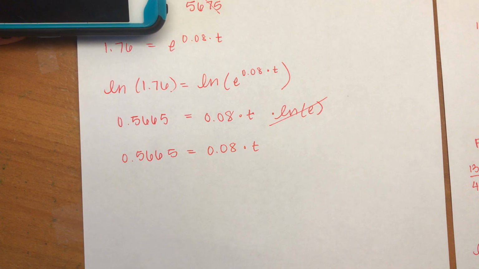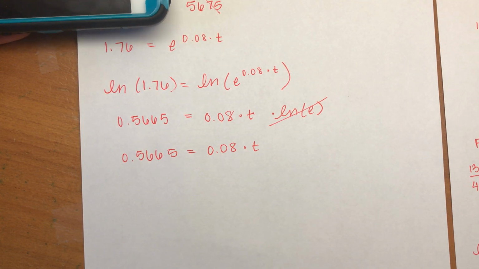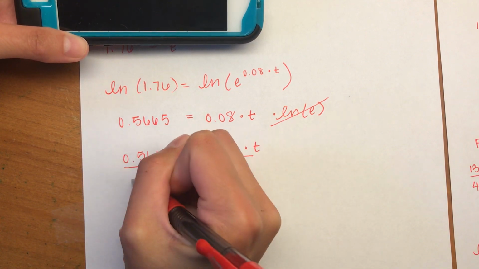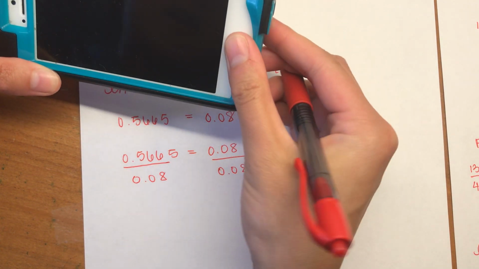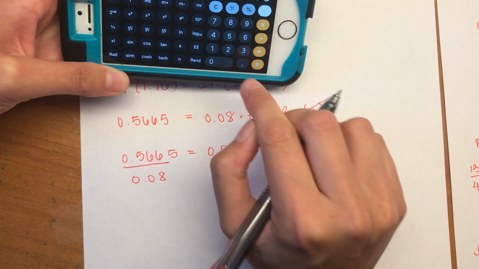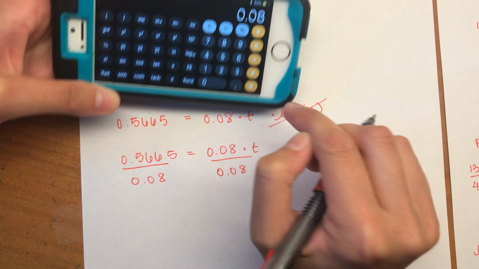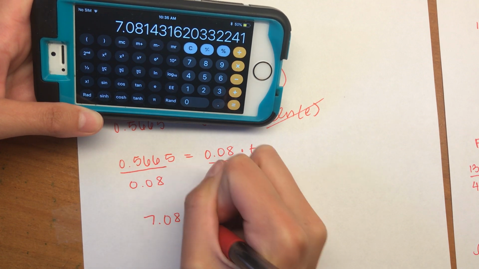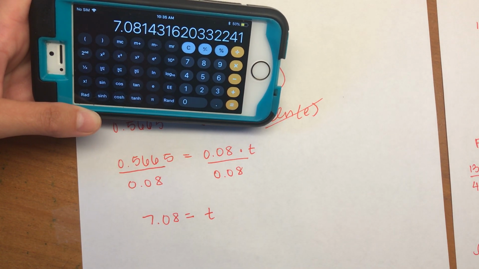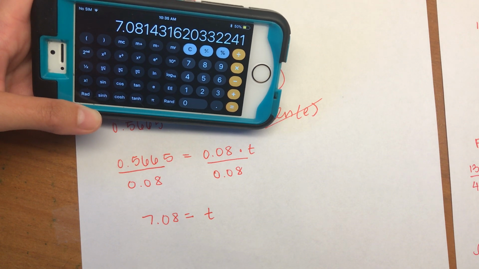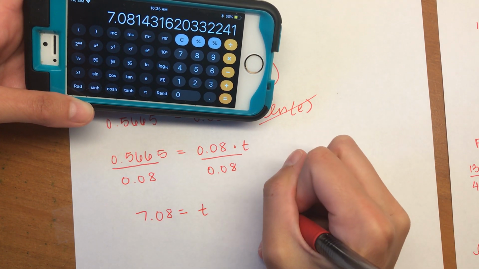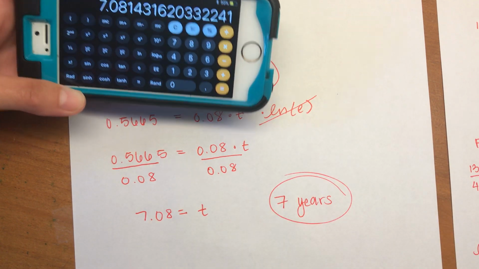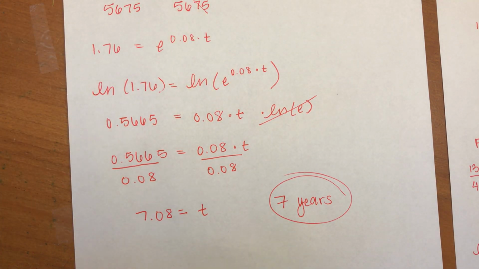So how do I finish this? I'm going to divide on both sides. I want to get t by itself. So I'm going to divide both sides by 0.08. Use that in my calculator. And I should get 7.08 equals t. All right. And since we're talking about years, this is going to be approximately 7 years. So 7 years would be your answer.